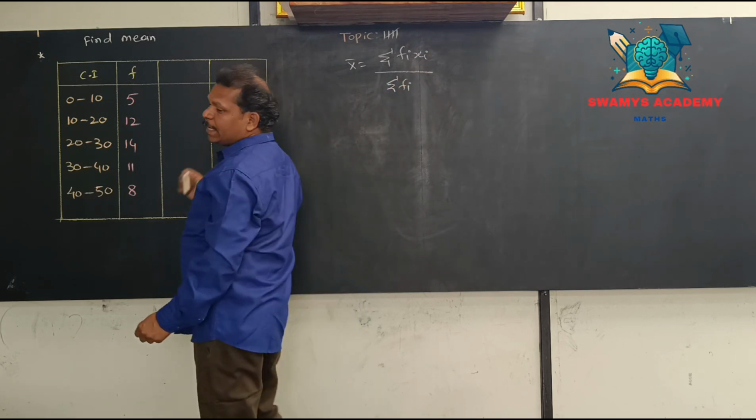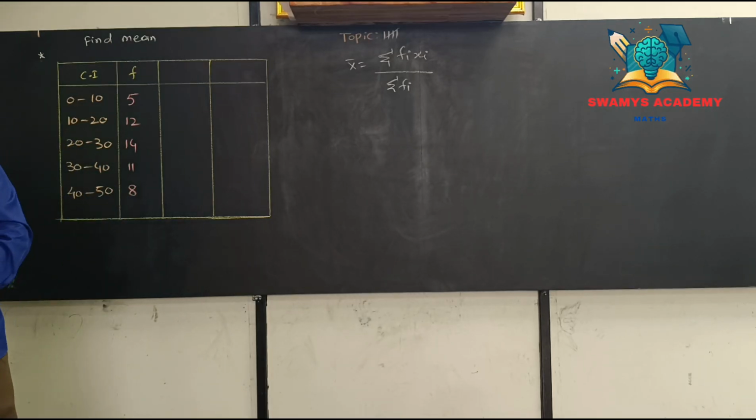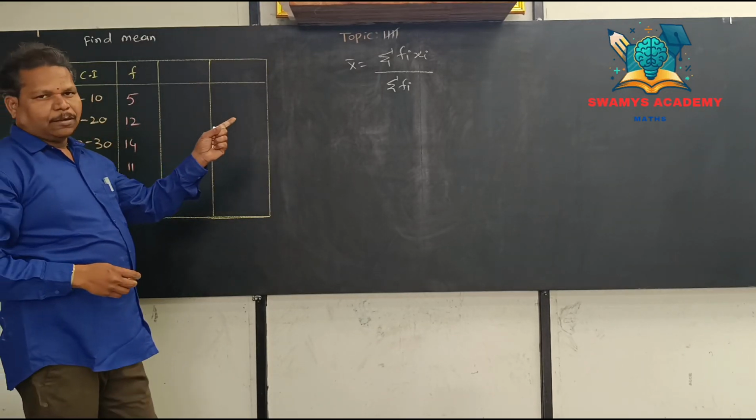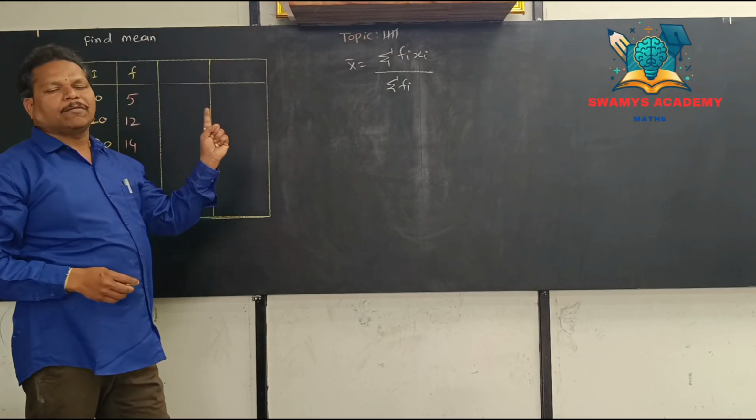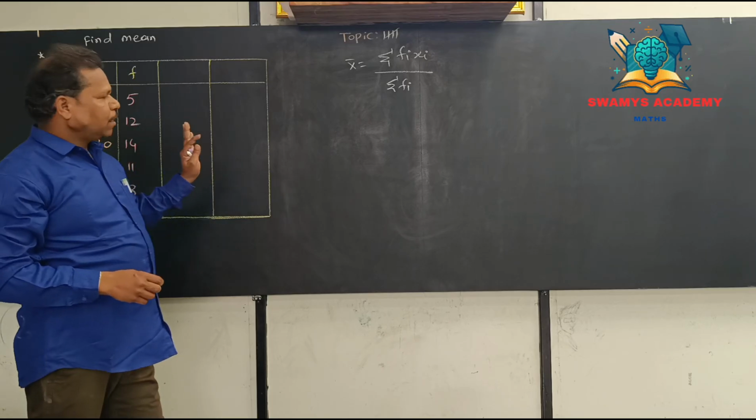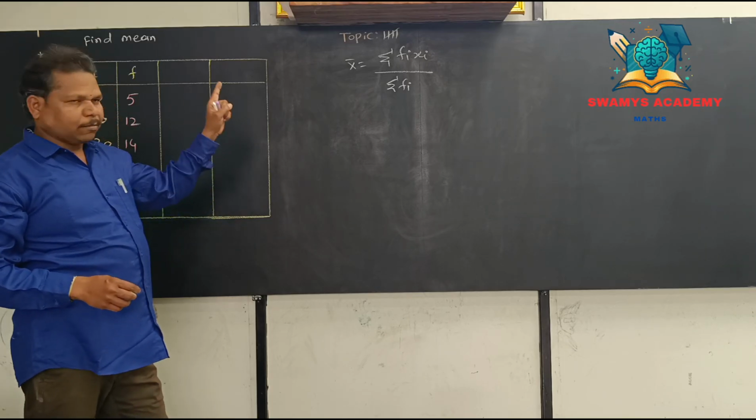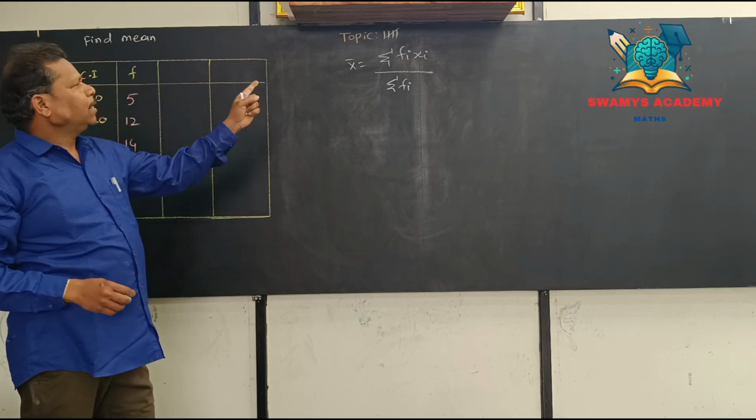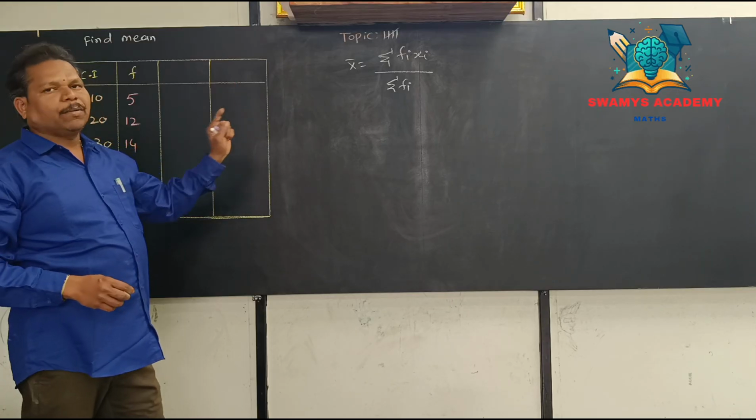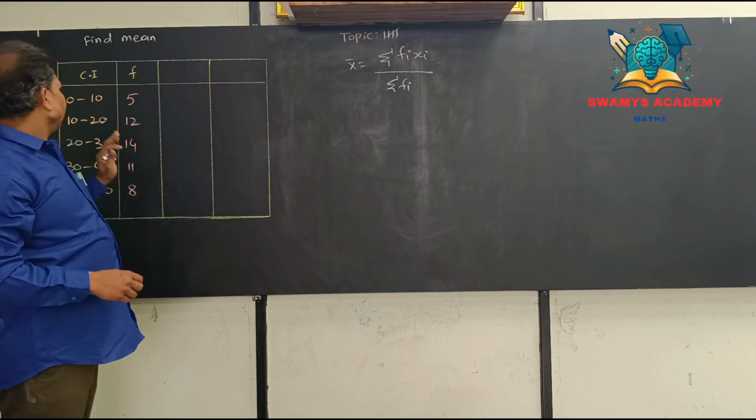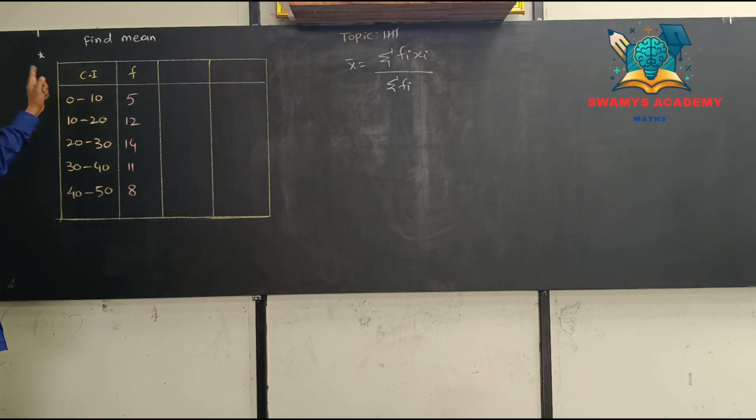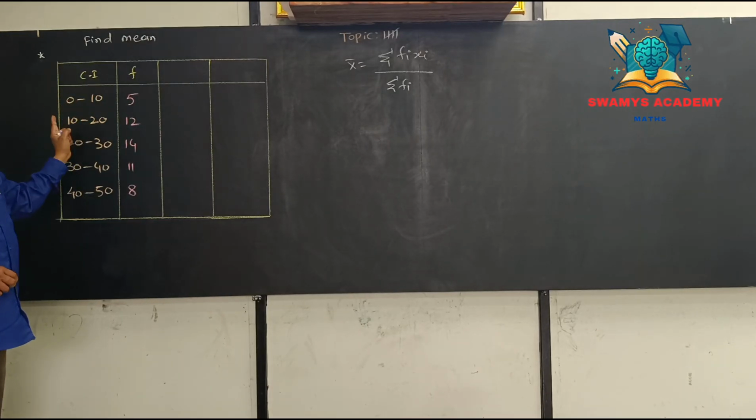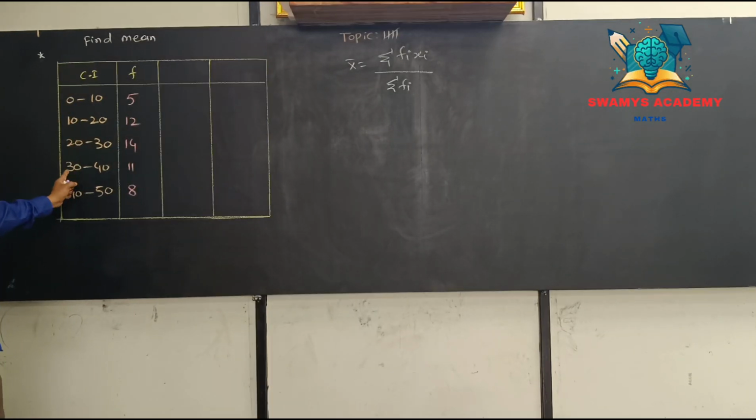In the mean, there are three types of methods: the direct method, the step deviation method, and the assumed mean method. We are learning about the direct method. The direct method mean formula is sigma fi xi by sigma fi. Here they have given the class intervals and frequencies: 0 to 10, 10 to 20, 20 to 30, 30 to 40, 40 to 50. The frequencies given are 5, 12, 14, 11, 8.